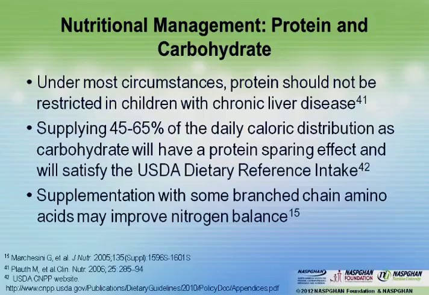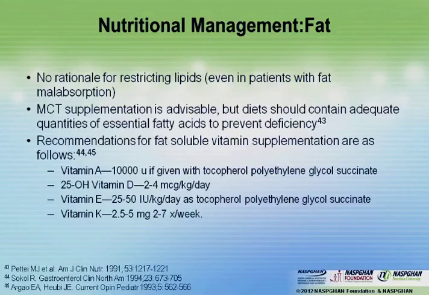Remember that you should really give about 45 to 60% of the daily caloric distribution as carbohydrate to actually spare protein and satisfy the DRI. Some branched chains may improve nitrogen balance, but there are very few branched chain formulations available. There are branched chain formulas, quite expensive, and generally patients will do relatively well without getting branched chain amino acids. Fat, there's no rationale for restricting lipids, even if you have fat malabsorption.